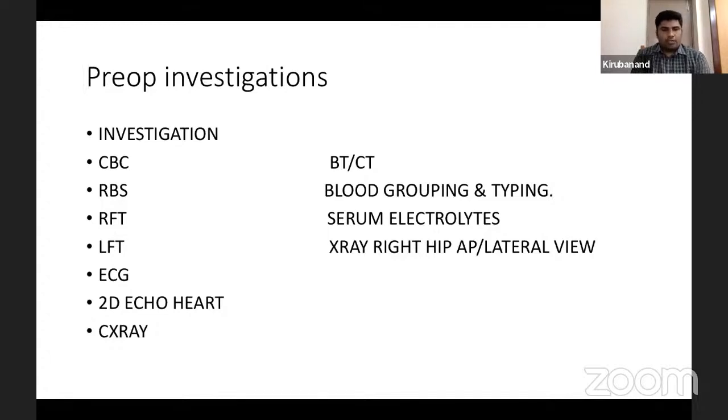So any other investigations you will ask for? Chest X-ray, sir. Yeah. So what are the parameters you will look into? I want to look for cardiomegaly and pulmonary venous congestion, sir.